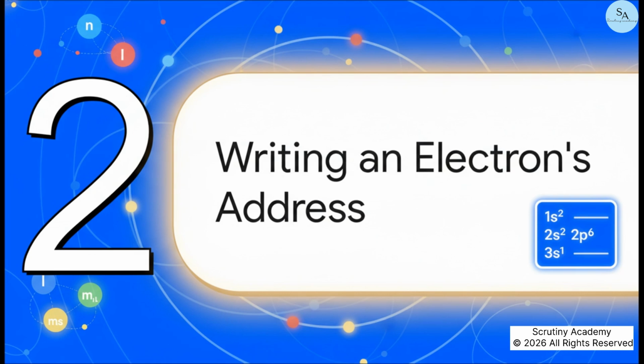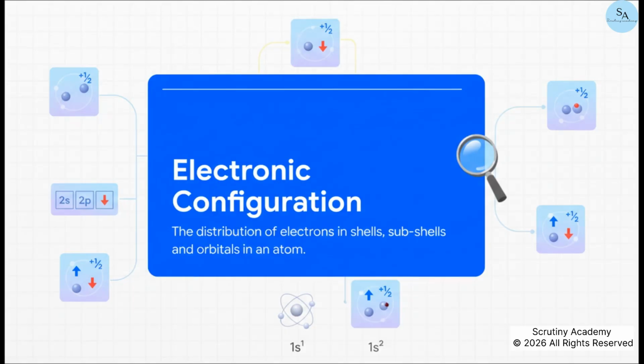Okay, now that we have all four quantum numbers, we've got the complete toolkit. We finally have all the information we need to start writing down the complete address for every single electron in an atom. And this formal address, it has a specific name. It's called the electronic configuration. Now, this is a key definition you'll want to lock in for your exams. It's simply the way electrons are distributed among the shells, subshells, and orbitals. Think of it as the master blueprint for the atom's entire electron layout.